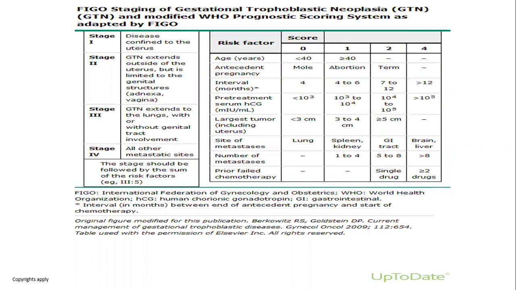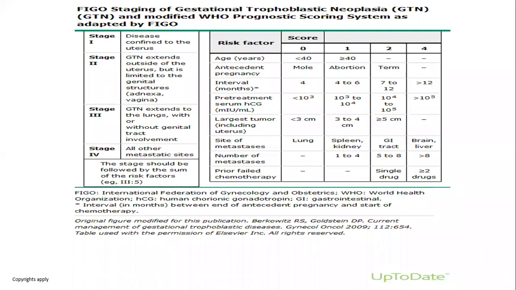The spleen or kidney scored 1. GI tract scored 2. Then the brain or liver scored 4. Then the number of metastases, there's no score of 0. If the number is between 1 to 4, the score is 1. 5 to 8, the score is 2. Then more than 8 sites of metastasis is scored 4.